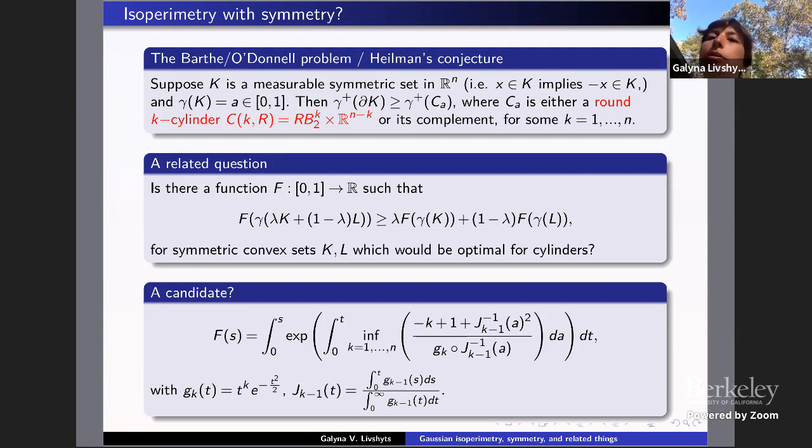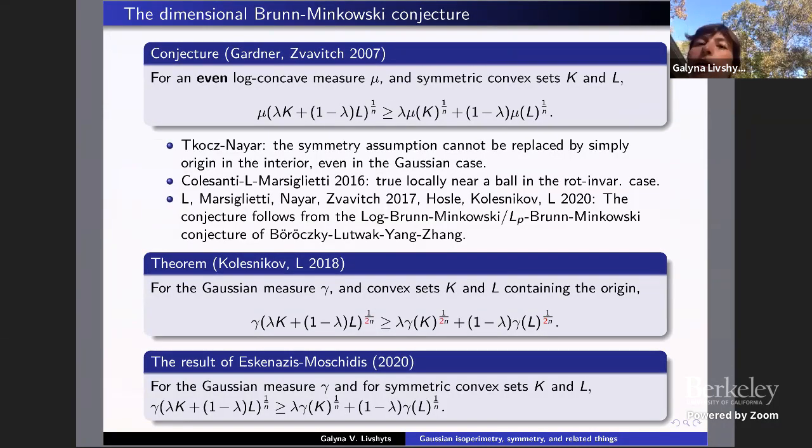So let me talk about a different question about symmetry and isoperimetry in the Gaussian space. Gardner and Zvavitch conjectured that for any even log-concave measure and for all symmetric convex sets, this inequality of the form of the Brunn-Minkowski holds, and we can raise the measure to the power 1 over n. If the measure is log-concave, basically putting power 0 there is allowed, but they conjecture that you can put power 1 over n there.